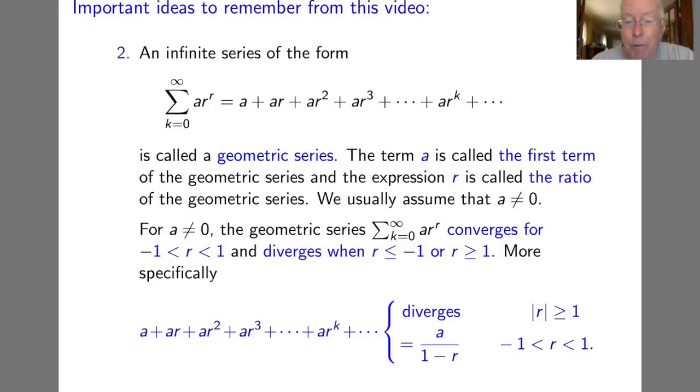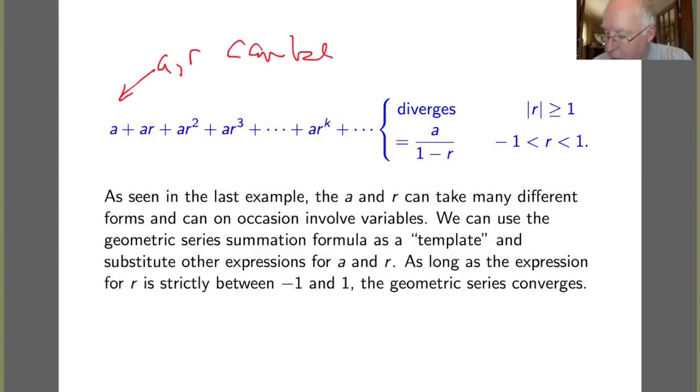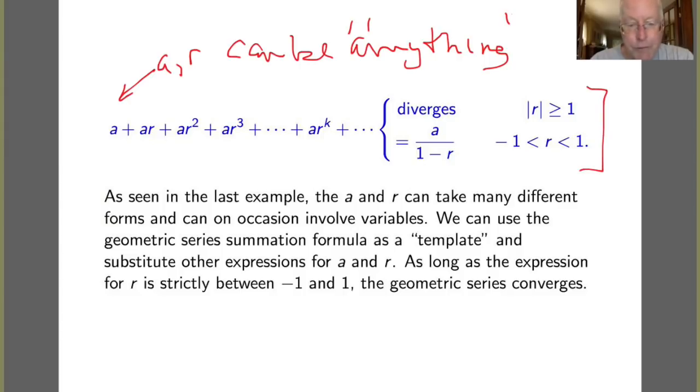As seen in the last example, though, a and r can take many different forms. We had a equals (3x minus 8) squared over 5, and r was 3x minus 8 in the last example we looked at before getting to the concluding remarks. So we can use the geometric summation formula as a kind of template, remembering that a and r may take very different forms. As long as the expression for r is between minus 1 and 1, that geometric series will converge, and then you're free to use this information to talk about the sum and the possible divergence.